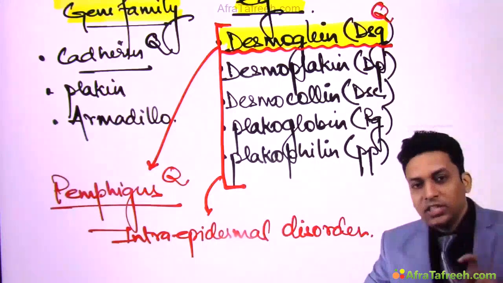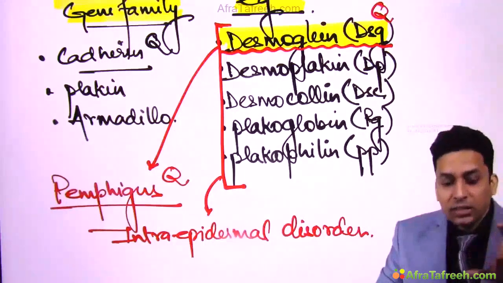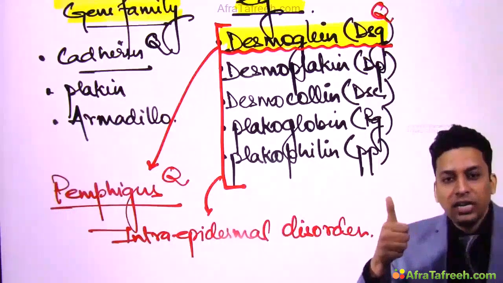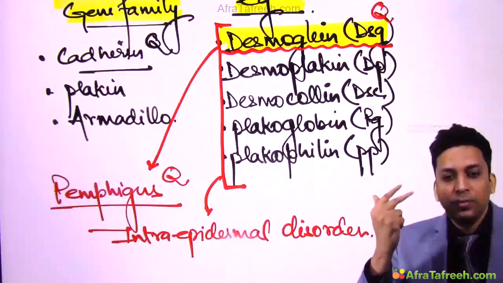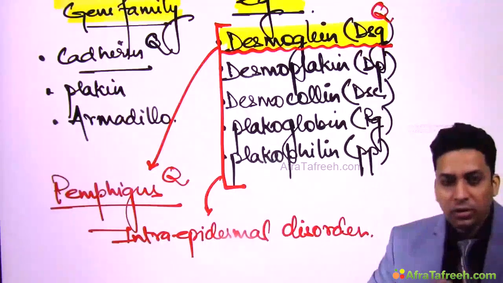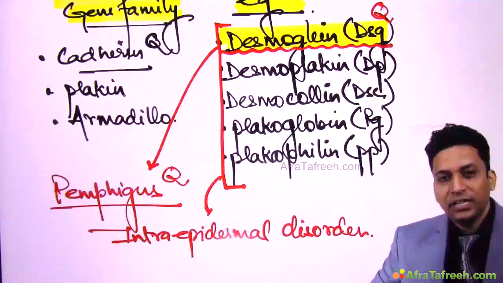Now you need to remember these proteins because later on we will be discussing them in intraepidermal blistering disorders. So don't forget. Let us revise again: desmoglein, desmocollin, desmoplakin, plakoglobin and plakophilin. All these are desmosomal proteins, also known as calcium dependent adhesion molecules.